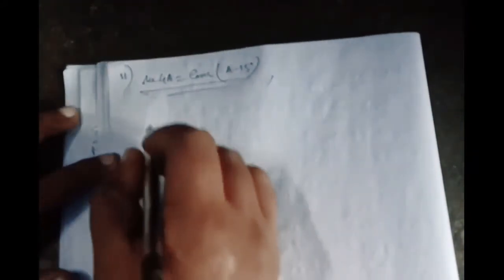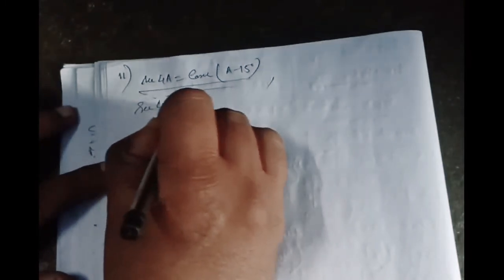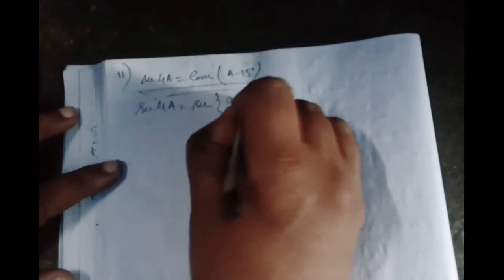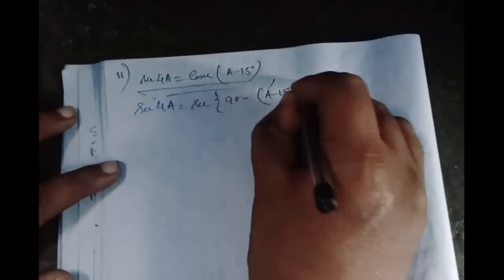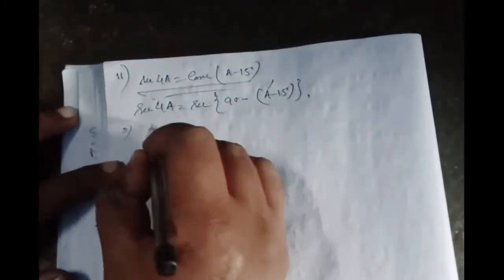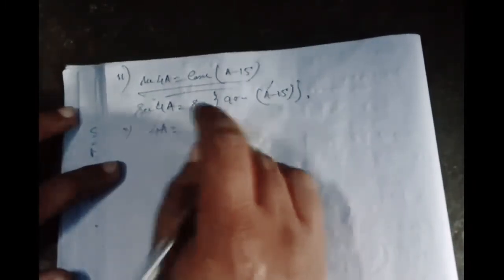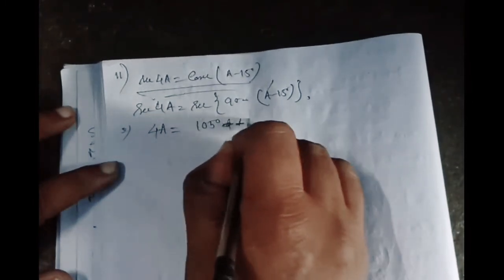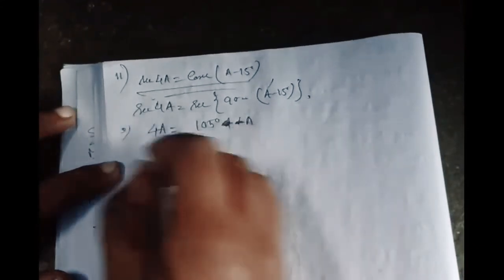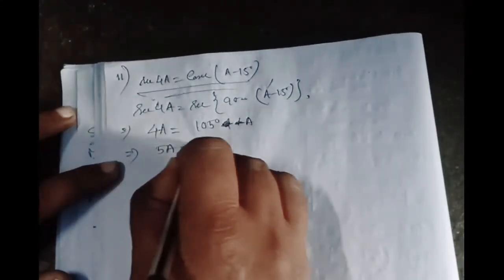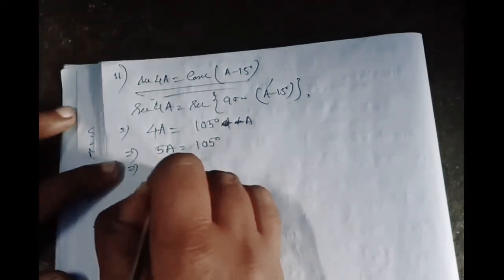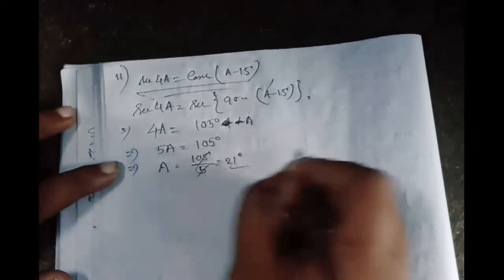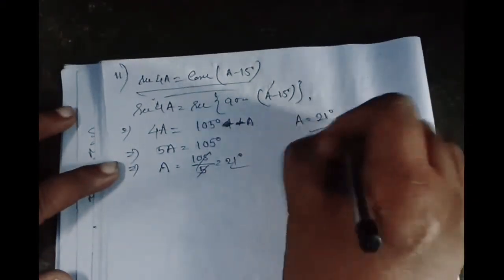This is similar, so we have to make sec 4a equal to sec of 90 minus a minus 15 degree. By omitting sec we get 4a equals 105 degree minus a, so 5a is equal to 105 degree, a is equal to 105 by 5, which is 21 degree. So a is equal to 21 degree.